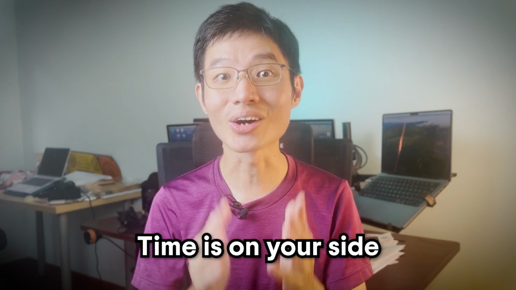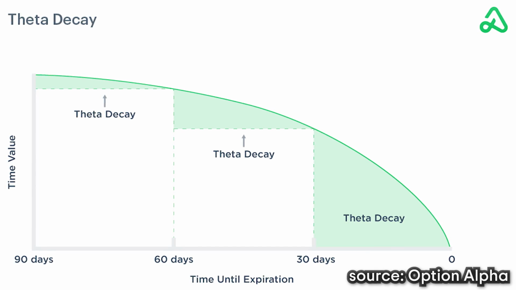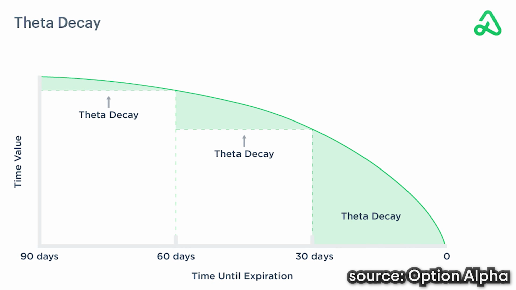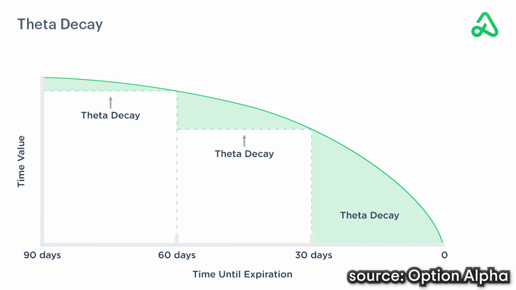Two, time is on your side. That's because all options have an expiration date, and as time passes, the option's value will slowly decay until it reaches 0. But what affects the option price? How come it's sometimes high, other times it is low?